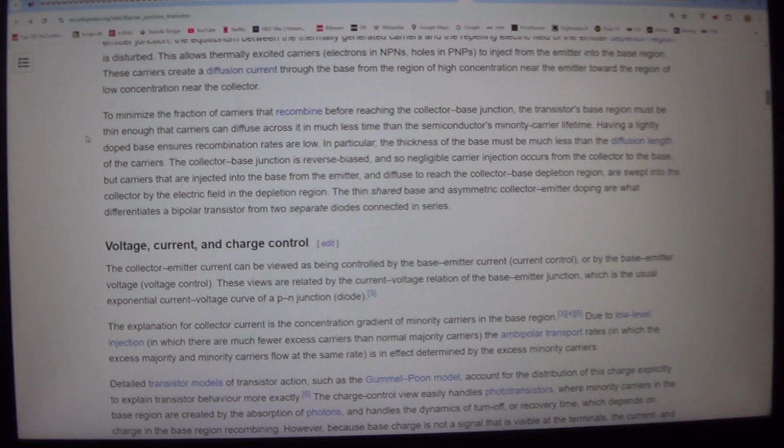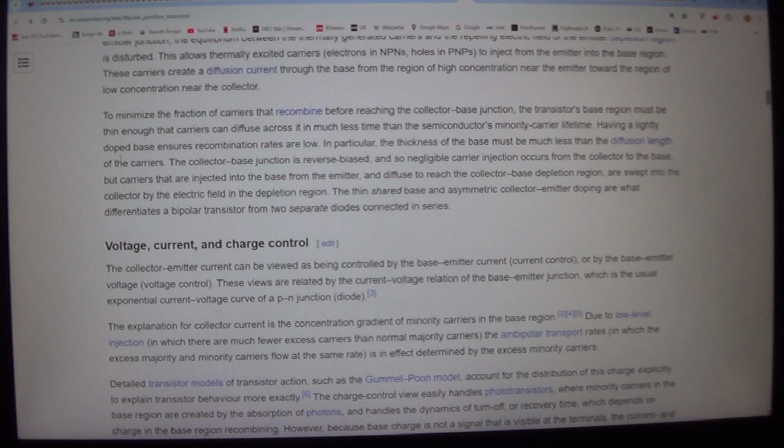Having a lightly doped base ensures recombination rates are low. In particular, the thickness of the base must be much less than the diffusion length of the carriers. The collector-base junction is reverse biased, and so negligible carrier injection occurs from the collector to the base, but carriers that are injected into the base from the emitter, and diffuse to reach the collector-base depletion region, are swept into the collector by the electric field in the depletion region.